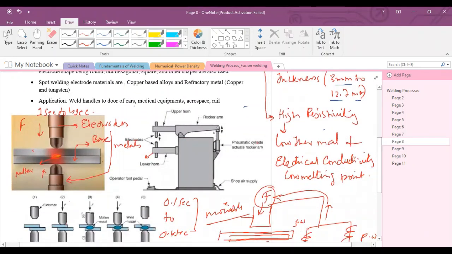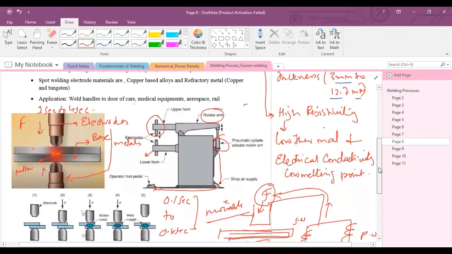Normally, a rocker arm spot welding machine is used to perform this operation. In this machine, there are two horns, an upper horn and a lower horn. In the lower horn, one electrode is fixed and the upper horn is movable. In the upper horn, one electrode is placed, and the upper arm is connected to the rocker arm, and the rocker arm is connected to the pneumatic actuator, and the pneumatic actuator is directly connected to the pedal.